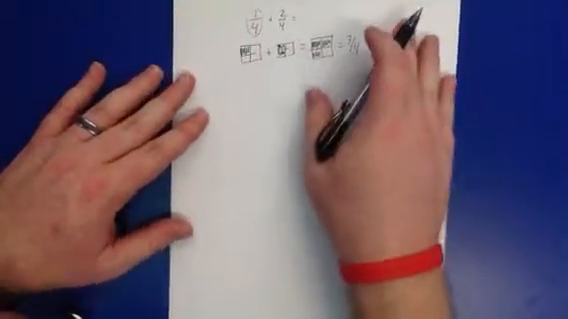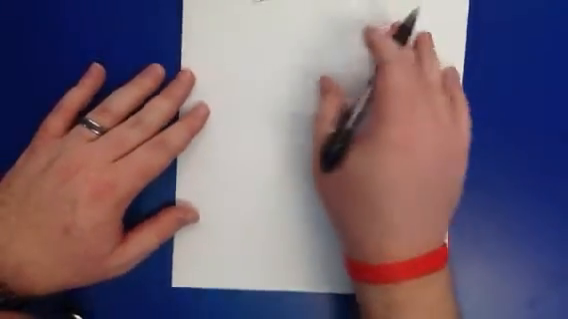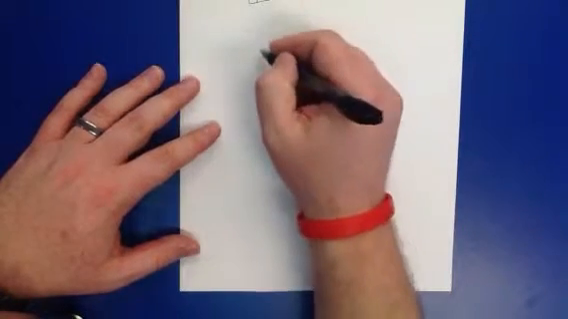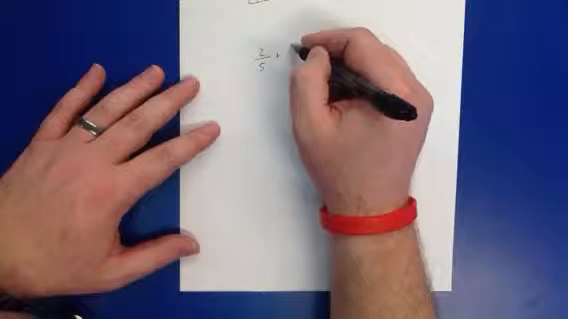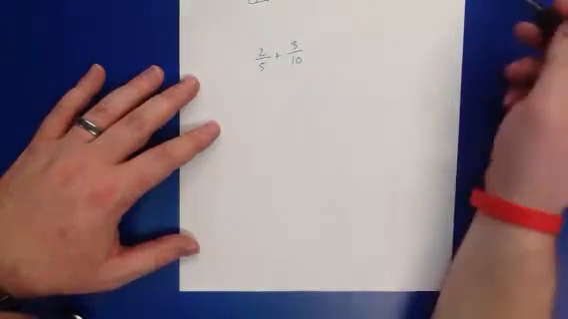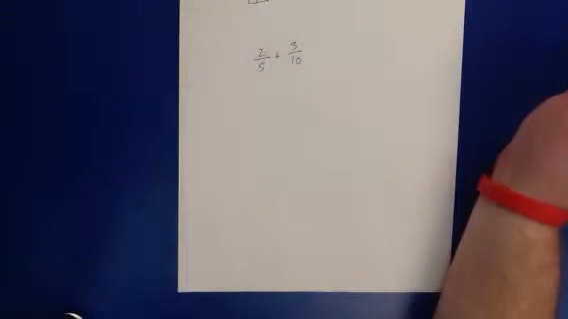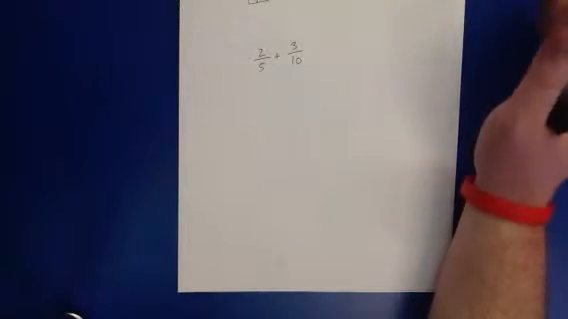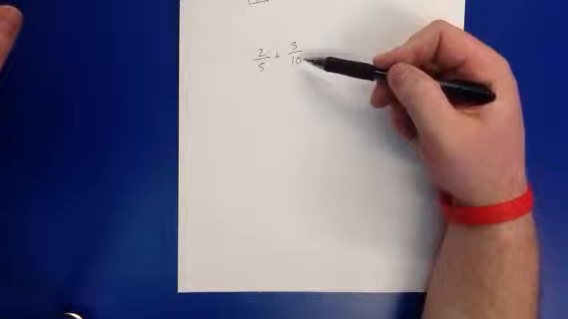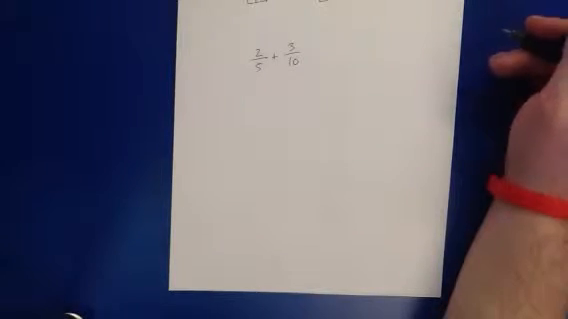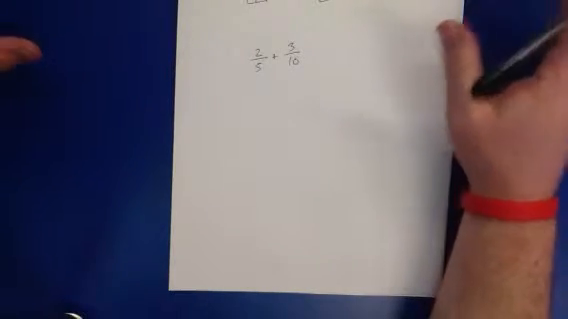Now, oftentimes, you may not have the same denominator. And if that's the case, we may have a problem like 2/5 plus 3/10. Now, I cannot do anything with these fractions right now because the denominators are different. We have a 5 here for the denominator, and we have a 10 here for the denominator. And so I can't do anything with them right now. And so what I need to do is I need to take a few simple steps to find the common denominator, and then I can add.